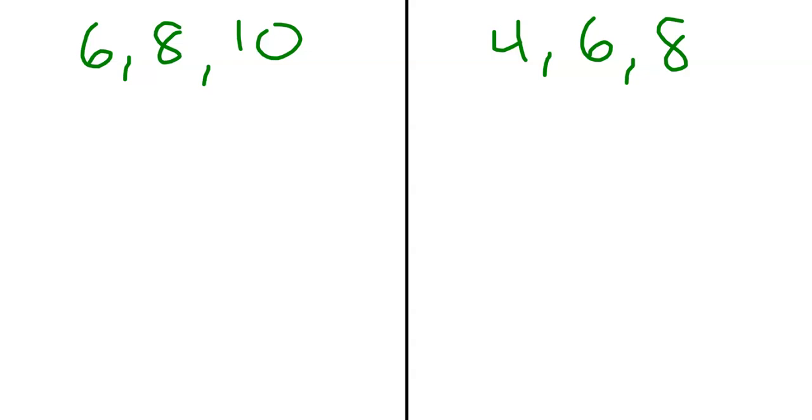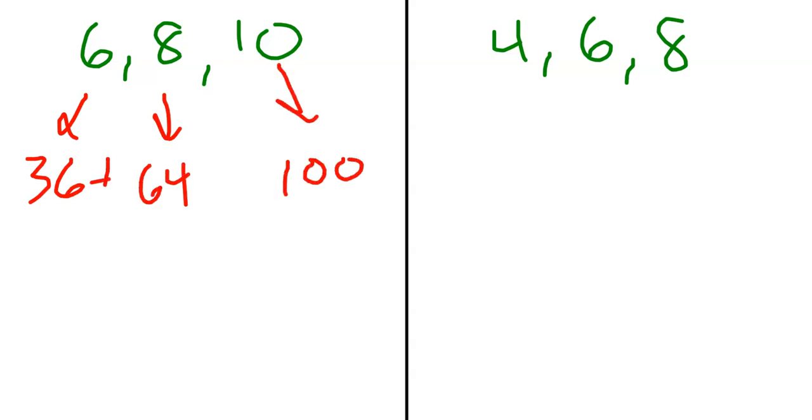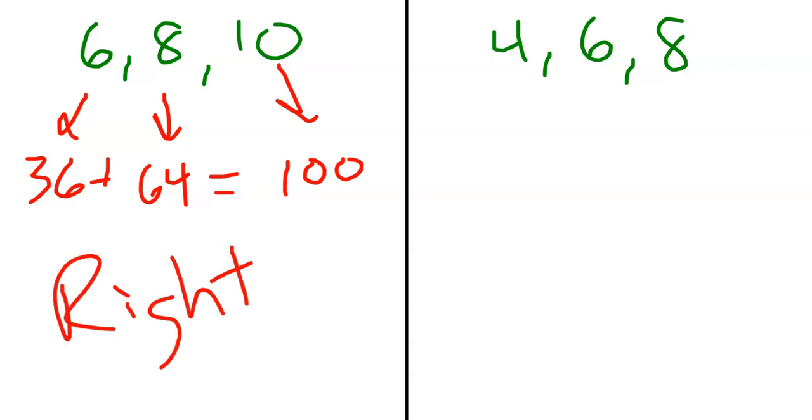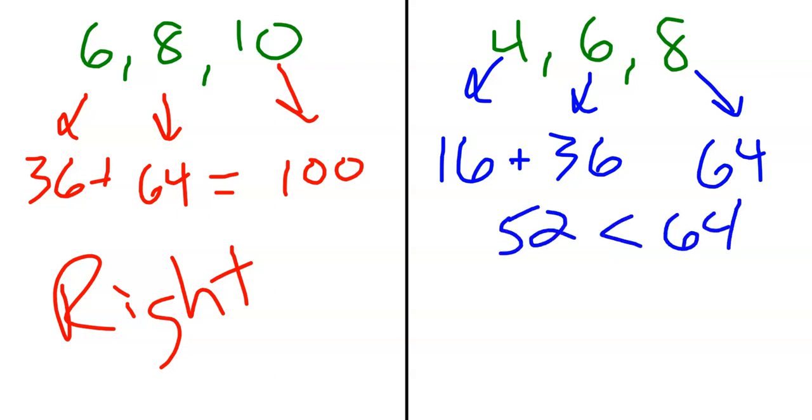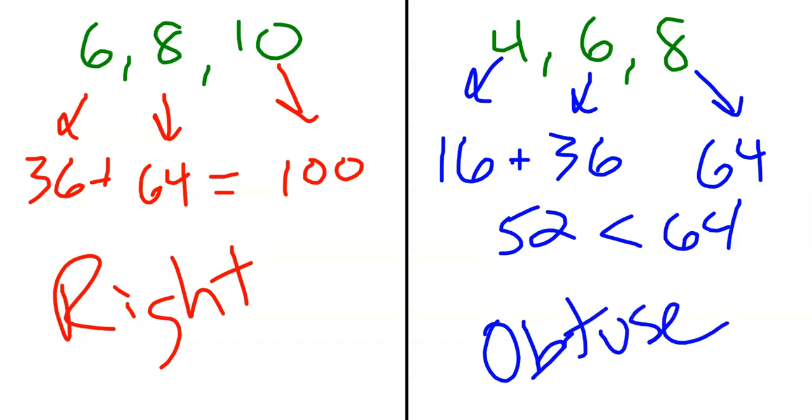So for the first one, 6, 8, and 10: 6 squared is 36, 8 squared is 64, 10 squared is 100. 36 plus 64 is actually equal to 100, so this is a right triangle. For 4, 6, and 8, 4 squared is 16, 6 squared is 36, and 8 squared is 64. Well, 16 plus 36 gives us 52, and 52 is less than 64. Since a squared plus b squared is less than c squared, this is an obtuse triangle.